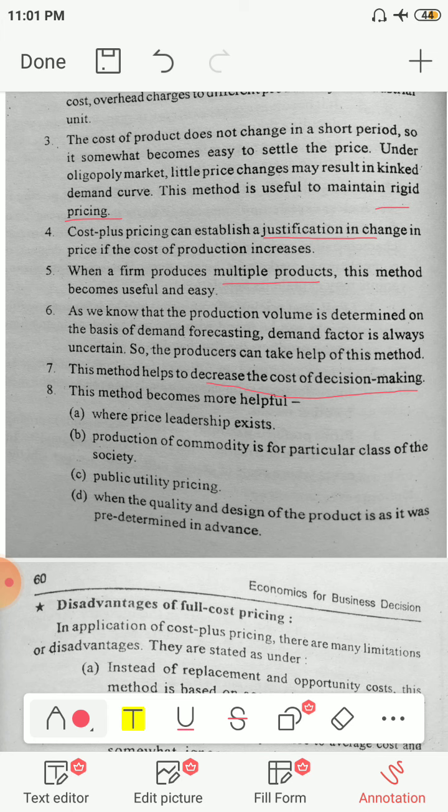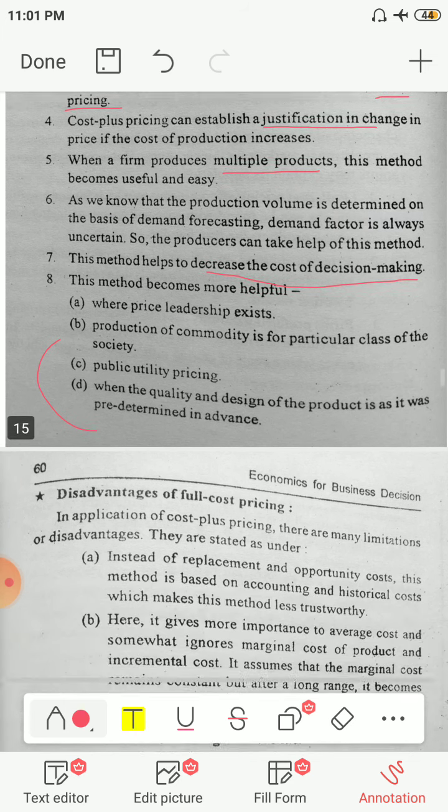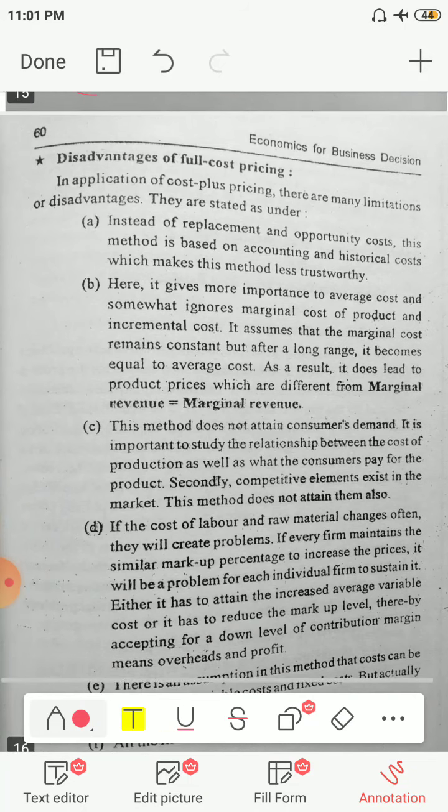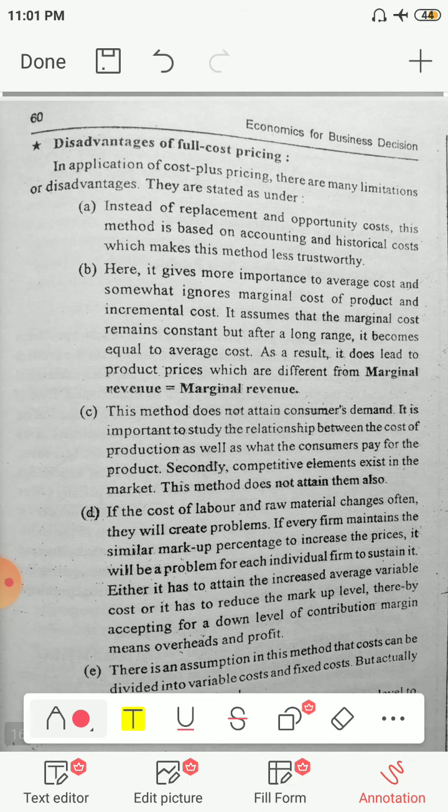The next situation is when the quality and the design of the product are predetermined in advance. This point and the second are the same, means where customized products are there, this method is useful. So this is all about the advantages of cost plus pricing. Now let us see the disadvantages of cost plus pricing.